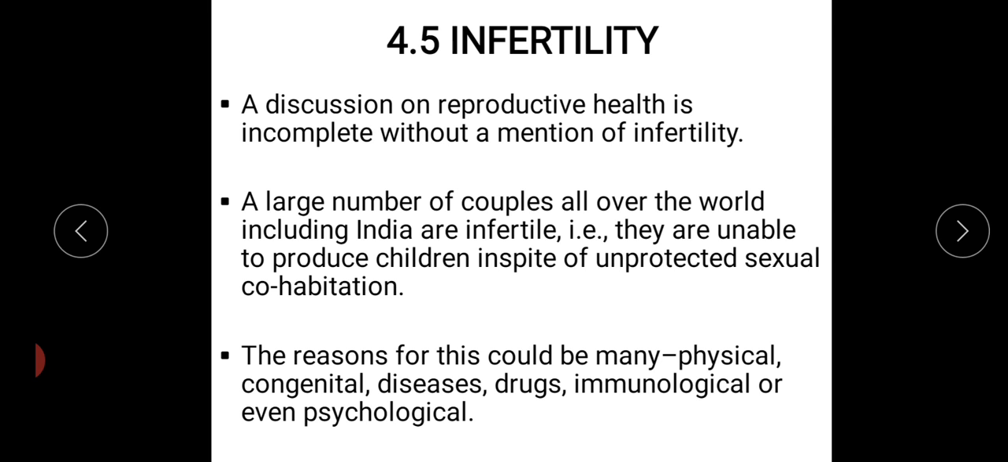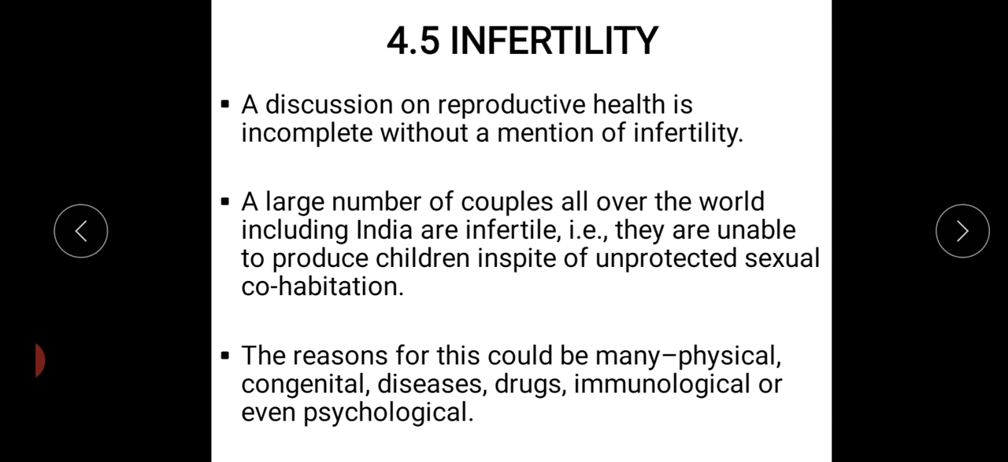Next are congenital conditions. These are the conditions which are with us from our birth. If there is any defect present from birth itself, those conditions are known as congenital conditions. For example, as I told you about the descending of the testis at the 7th month, if this doesn't happen in a male person, that male will be sterile, or you can say infertile.